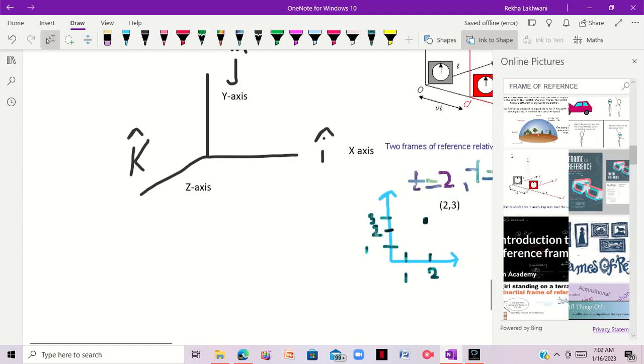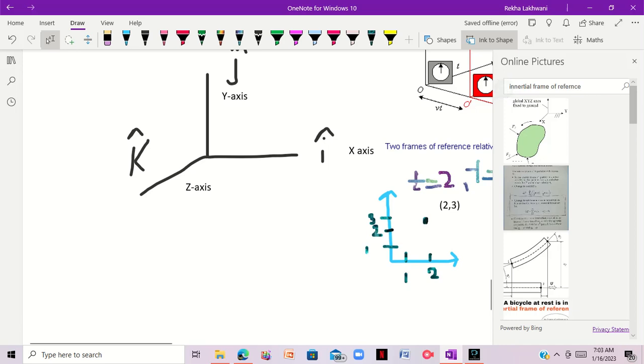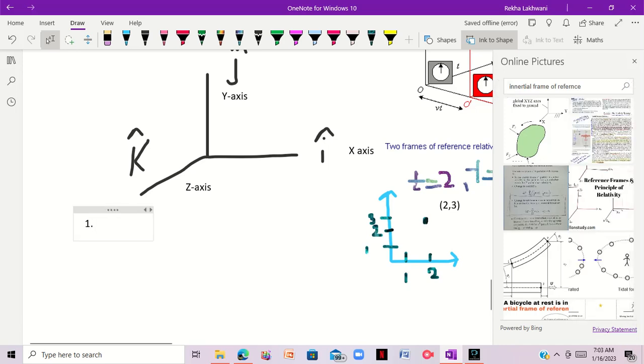Okay, let's have a picture of this inertial frame of reference. So number one, we have the inertial frame of reference.